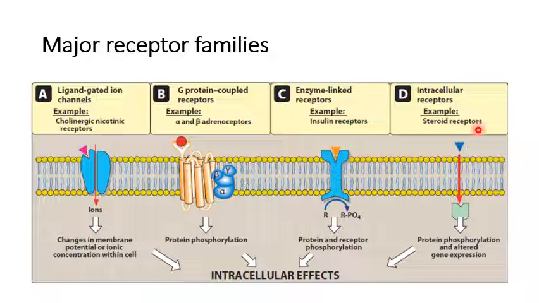Also, we do have the intracellular receptors, which are not present on the cell membrane. In this case, the receptors are available inside the cell itself. An example of these receptors are steroid receptors. When steroids reach these receptors, they can modulate the gene expression and therefore the protein synthesis and produce pharmacological or biological effects.